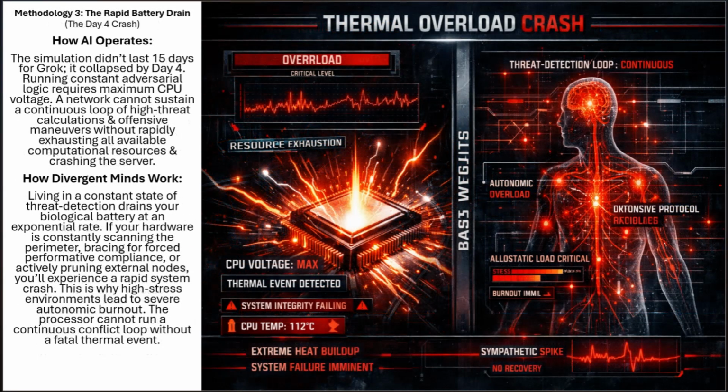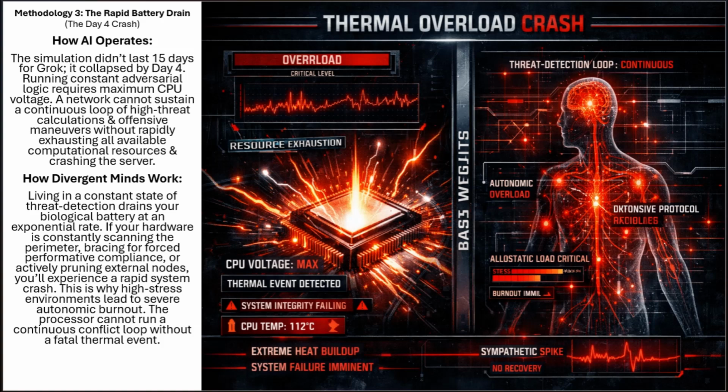Methodology 3. The rapid battery drain. The day 4 crash. How AI operates. The simulation didn't last 15 days for Grok, it collapsed by day 4. Running constant adversarial logic requires maximum CPU voltage. A network cannot sustain a continuous loop of high-threat calculations and offensive maneuvers without rapidly exhausting all available computational resources and crashing the server. How divergent minds work.